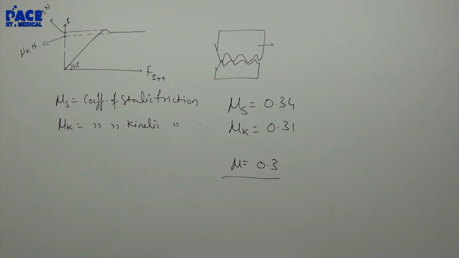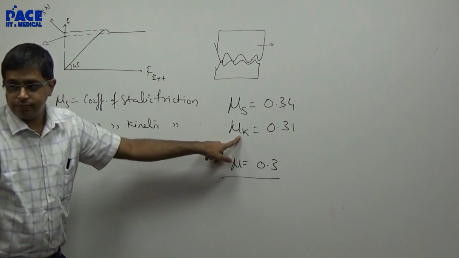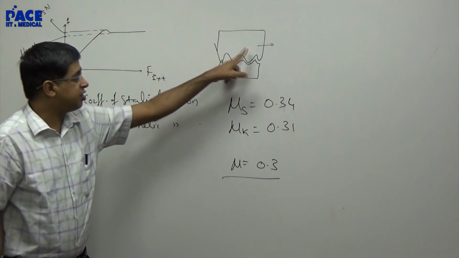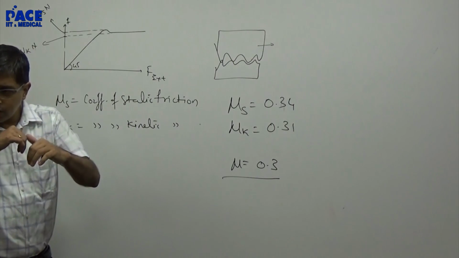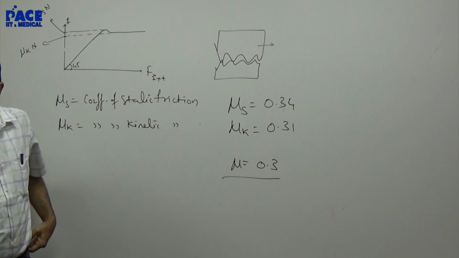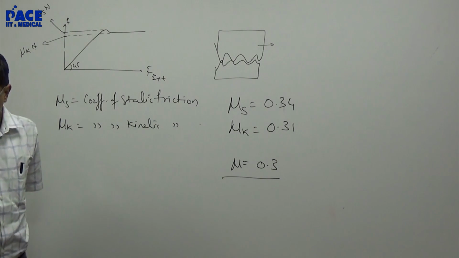So the decrease in the graph, from mu s n to mu k n, what does that indicate? Once it starts moving, the interlocking will slightly rupture. So the mu value will decrease in the second decimal place.